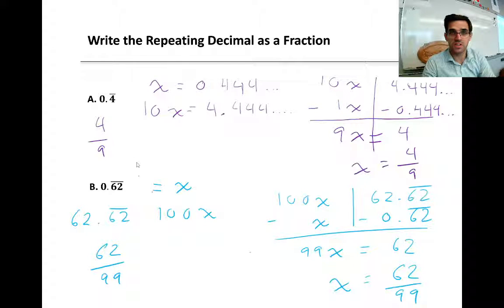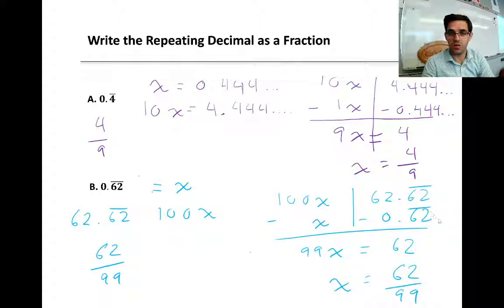Similar procedure for example B. However, in B there's a repeating decimal with 2 numbers that repeat. So I'm going to say, okay, let's let 0.62 bar equal x. 100x, if that's equal to x, then 100x would be 62.62 bar. And then if I take 100x and subtract x, I get 99x. But then also 62.62 bar minus 0.62 bar.